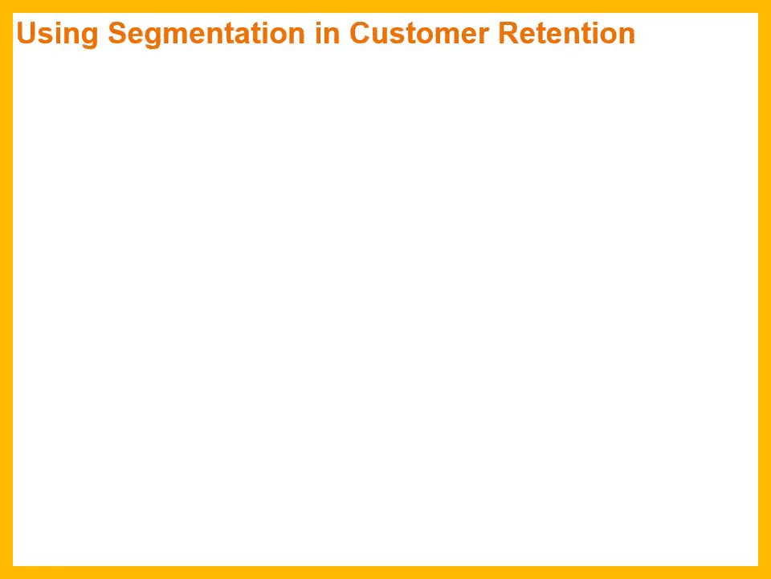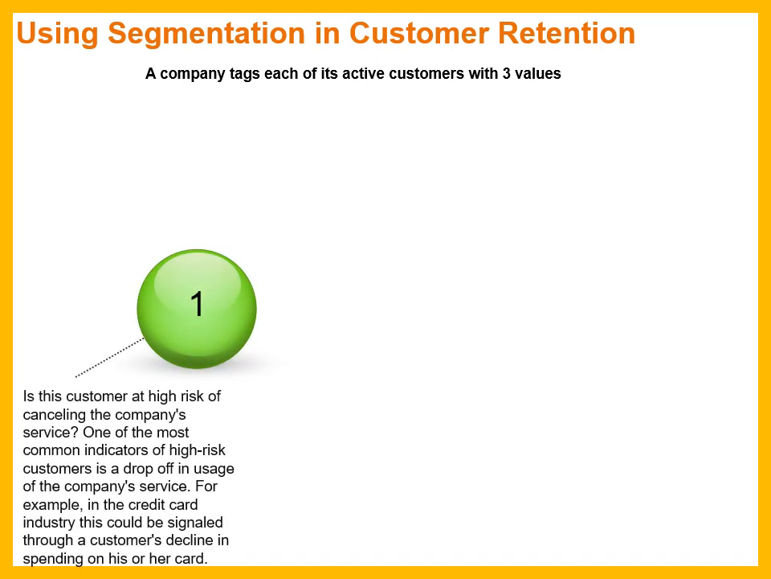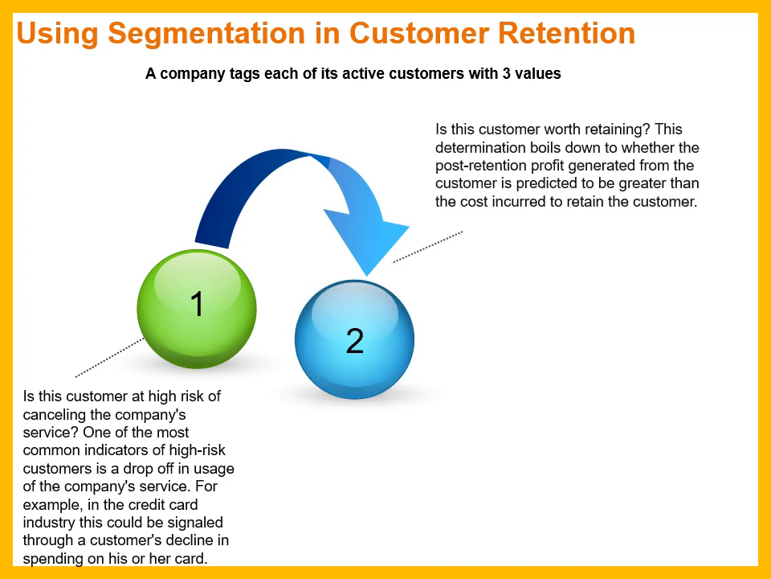Using segmentation in customer retention. A company tags each of its active customers with 3 values. Number 1. Is this customer at a high risk of cancelling the company's service? One of the most common indicators of high-risk customers is a drop-off in usage of the company's service. For example, in the credit card industry, this could be signaled through a customer's decline in spending on his or her card.